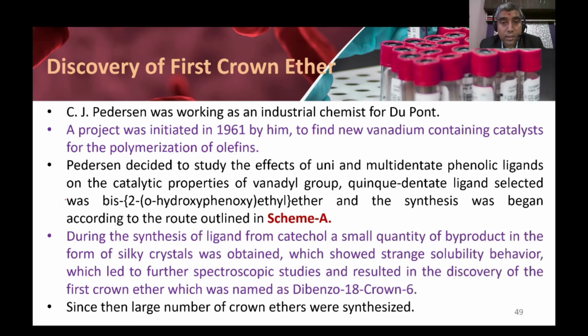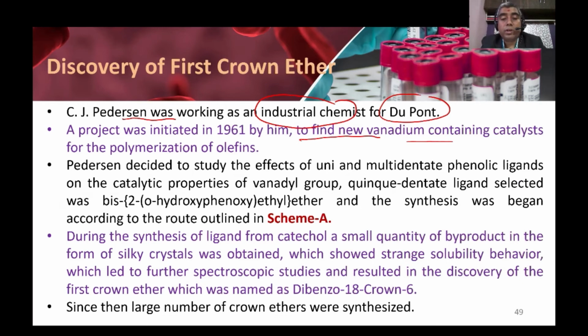Discovery of the first crown ether. The scientist C.J. Pedersen was working as an industrial chemist in DuPont, and a project was initiated in 1961 by him. What is the project? The hypothesis is to find a new vanadium-containing catalyst for the polymerization of olefins.